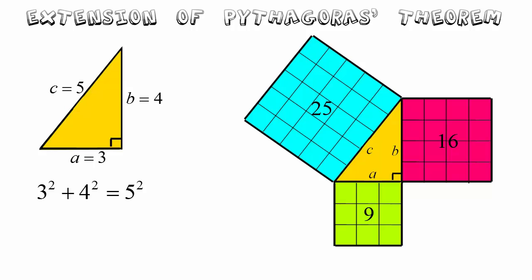3 by 3 square, which consists of 9 square units. b squared is a square consisting of 16 square units, 4 times 4, and c squared is a square consisting of 25 units, 5 by 5.